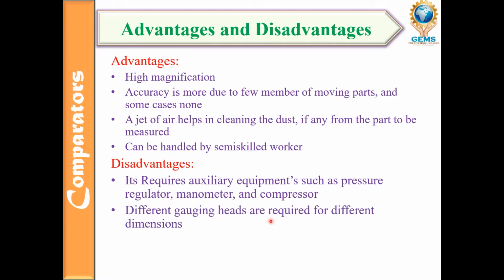Different gauge heads are also required because for different dimensions you will need different gauge heads, such as for 30 mm diameter, 50 mm diameter, 75 mm diameter. So based on the diameter, different gauge heads are required for this comparator. Another disadvantage: it is not portable, because we are not shifting it from one place to another. It is fixed. So if you want to measure anything, you have to come to a particular operator for this comparator.